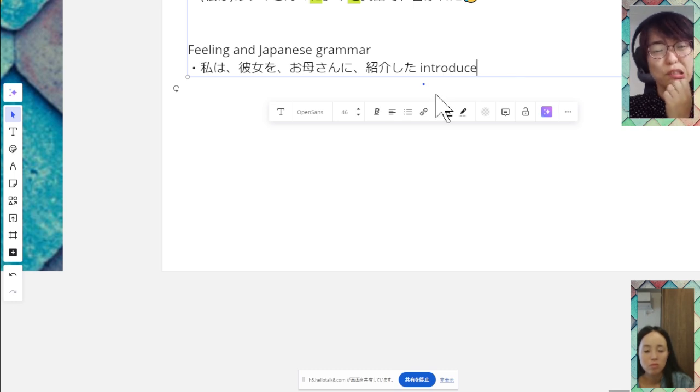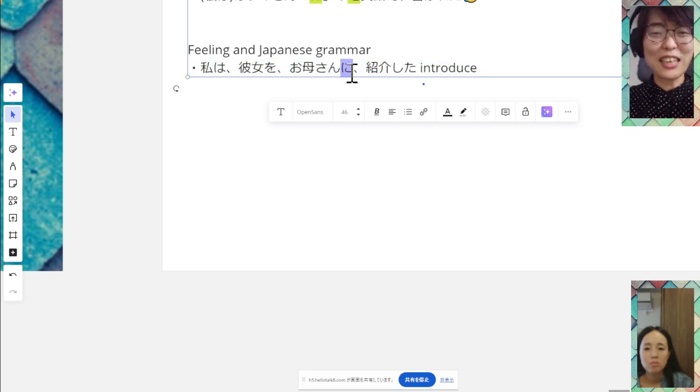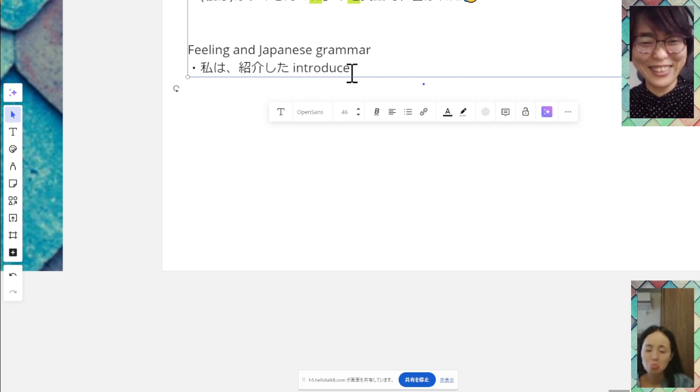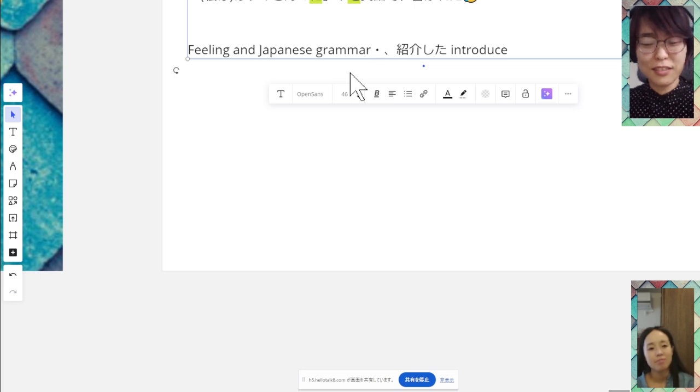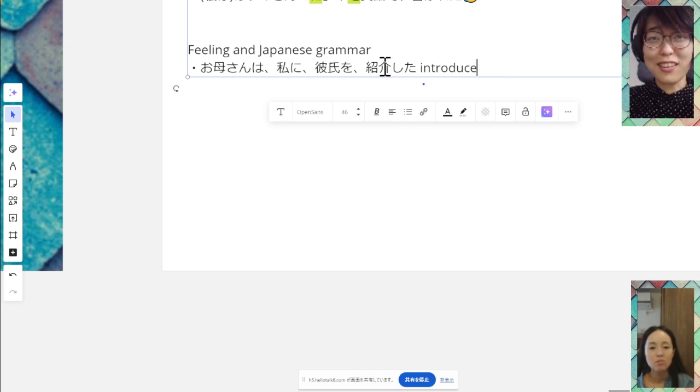So let's express the different way of direction. じゃあこうしよう。お母さんのボーイフレンドにするね。お母さんが introduce you、お母さんのボーイフレンド。お母さんは私に彼氏を紹介した。This is a transitive verb.